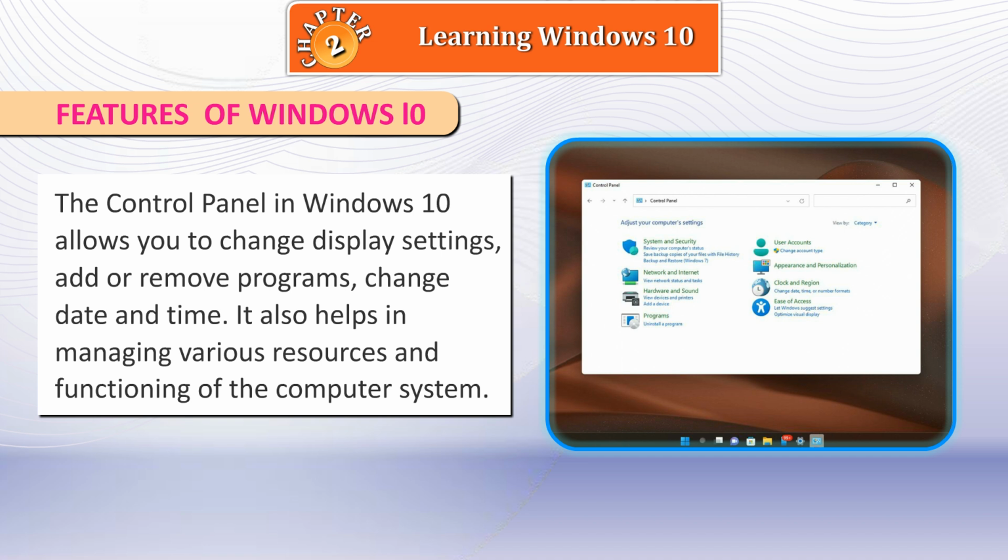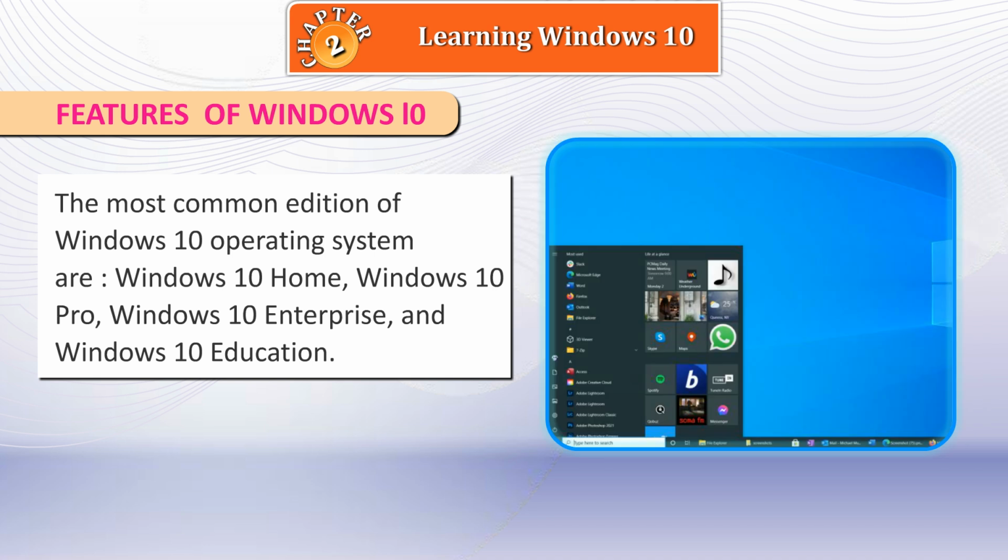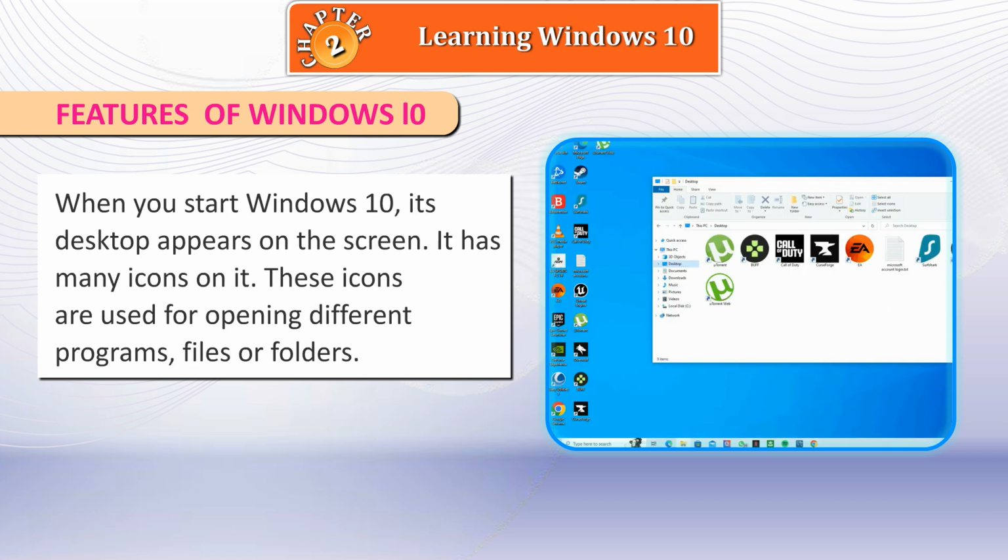The control panel in Windows 10 allows you to change display settings, add or remove programs, change date and time. It also helps in managing various resources and functioning of the computer system. The most common editions of Windows 10 operating system are Windows 10 Home, Windows 10 Pro, Windows 10 Enterprise, and Windows 10 Education. When you start Windows 10, its desktop appears on the screen. It has many icons on it. These icons are used for opening different programs, files, or folders.